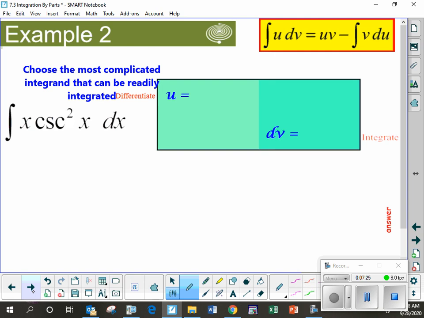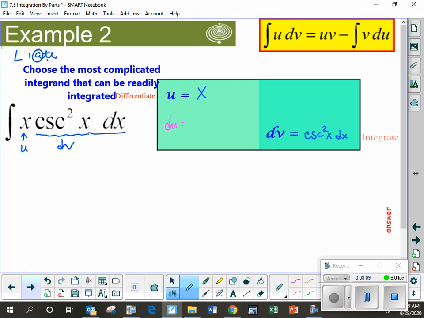The next one we got is x cosecant squared dx. Choose the most complicated part that you can still integrate as your dv. Can I integrate cosecant squared x? I think I can, right? That's somebody's derivative. So that's going to be my dv, all of that. And then this little part, the algebraic term, is going to be my u. If I think about LIATE, algebraic before trigonometric. So u will be my x. Let u equal x, and cosecant squared x dx will be our dv.